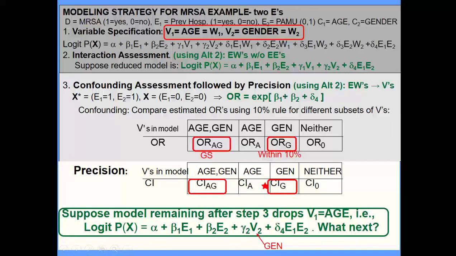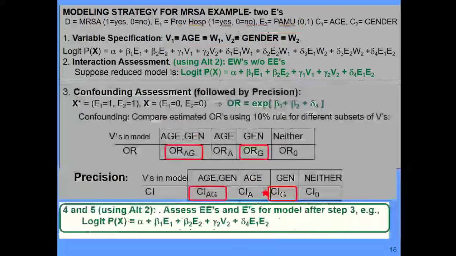And this model has E1, E2, V2, because I've dropped age, and it now has E1 times E2. What do I do next? For this step, what would you do? Test for the E1, E2. That's the next step, right? If it's significant, you're going to leave it in. If it's not significant, you're going to drop it, right? That's the next step. I think that's what I say. I hope I say that.